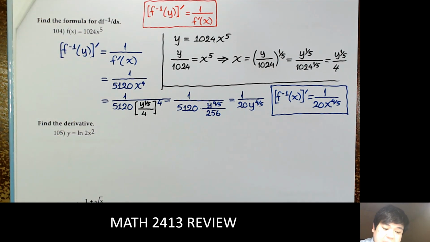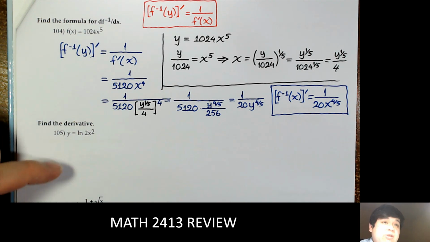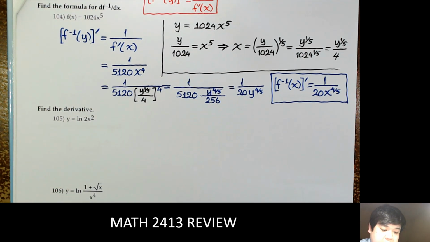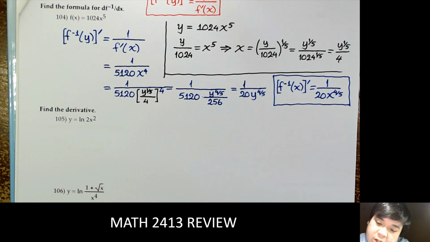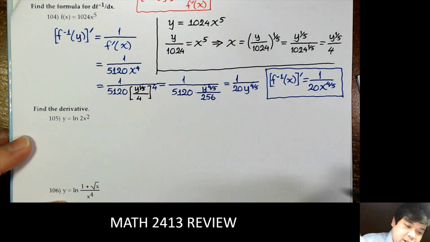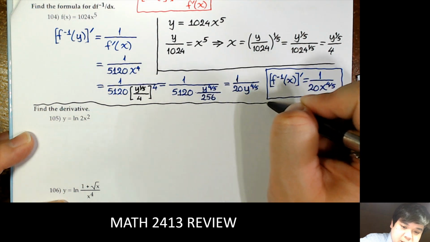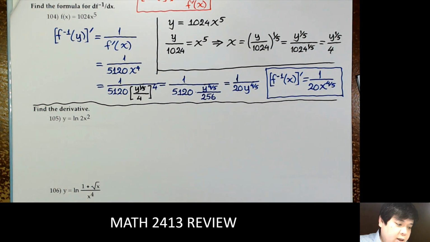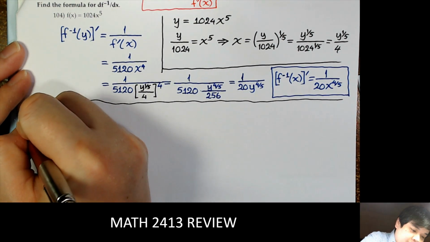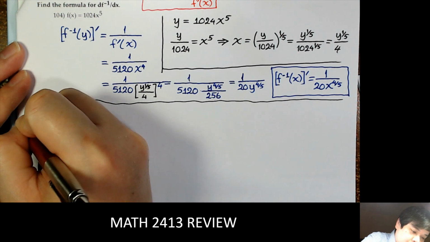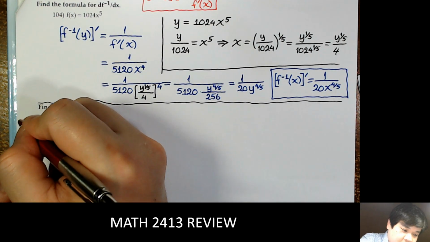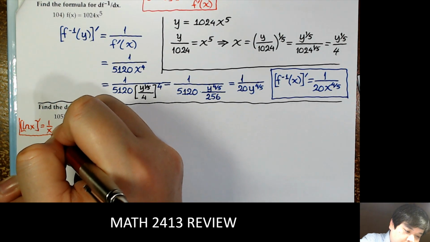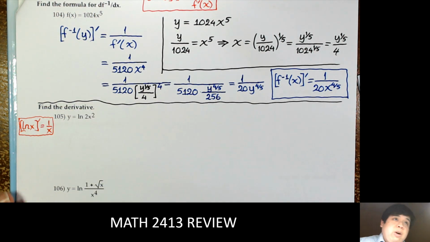Right. Next we just have derivatives of the logs, and then the derivative of the exponential function. But first, the timestamp. We take the derivative of this. The derivative of ln x is 1 over x. That is the derivative rule for ln of x.